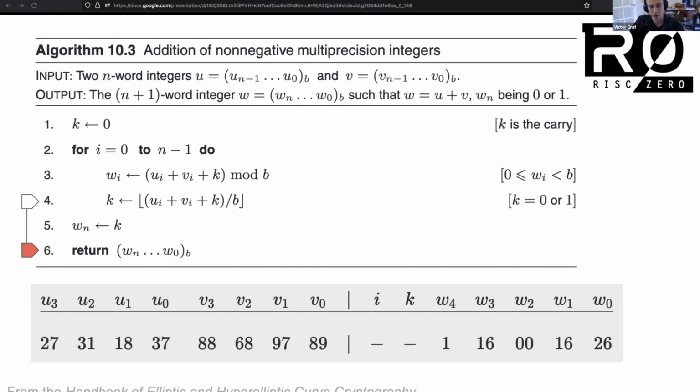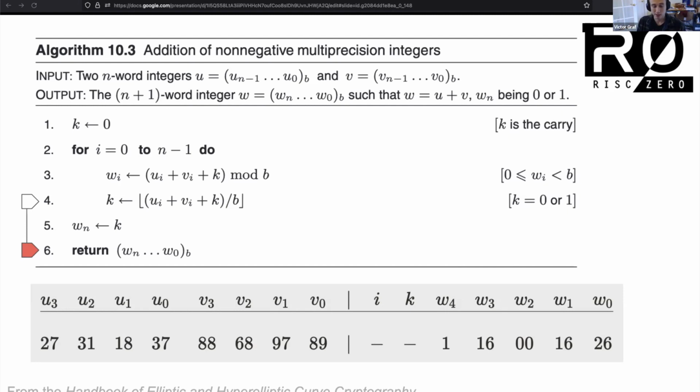One thing that's worth noting here is that the two inputs are both four-word integers, whereas the output is a five-word integer. In addition, the result can be up to double the size of the original inputs. So if you have two values which might be at their max value, or more than half the value of their container, basically, if we have two four-word integers, the result is going to be a five-word integer.